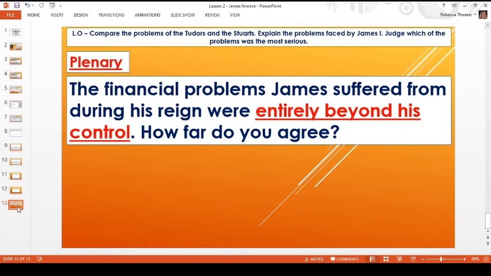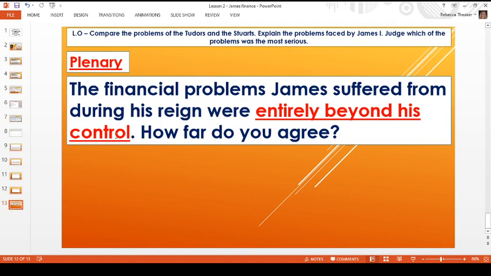Finally, and then I'm going to go, if you would like to send me your answer to this question via email, then feel free and I will mark it. So, question. The financial problems James suffered from during his reign were entirely beyond his control. How far do you agree?